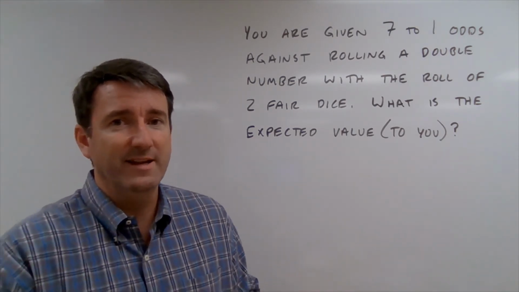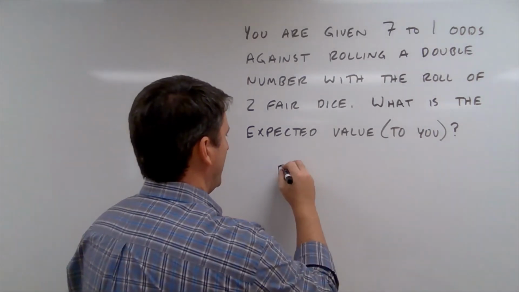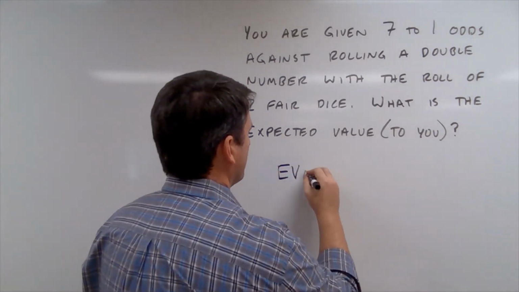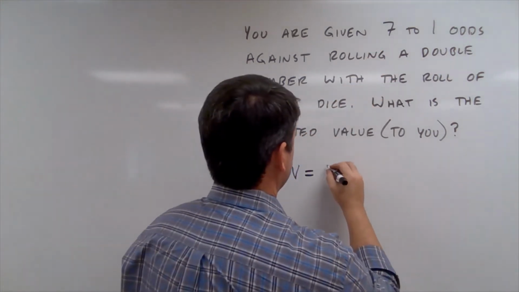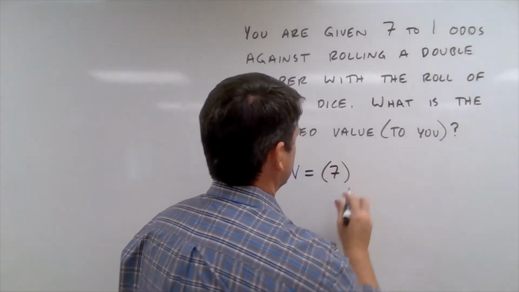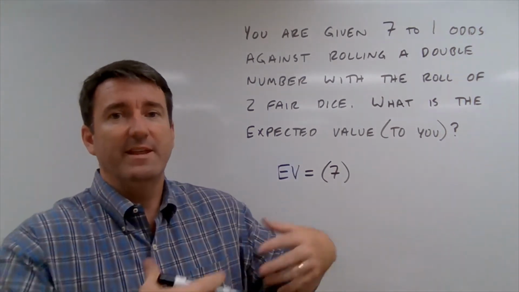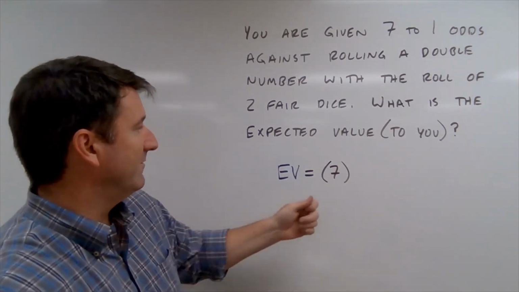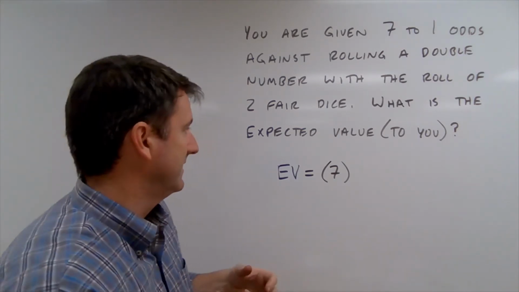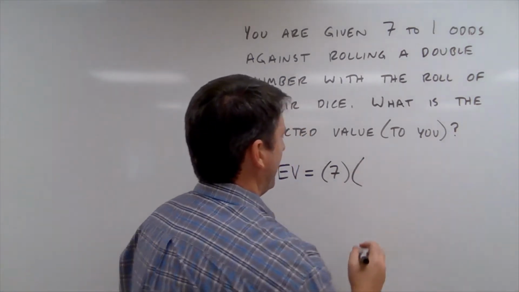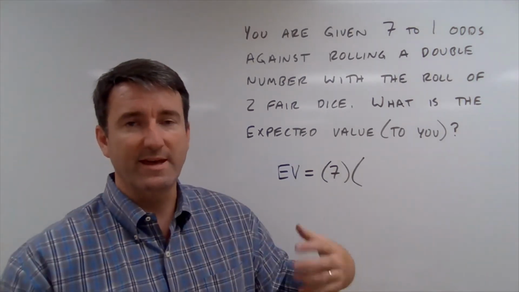So we can find an expected value by taking the value of the first event, which is a positive $7. Let's call the first event the event that we win. And if we win, we get $7. So that's a positive $7 to us. And now we need to multiply that by the probability that we're going to win.